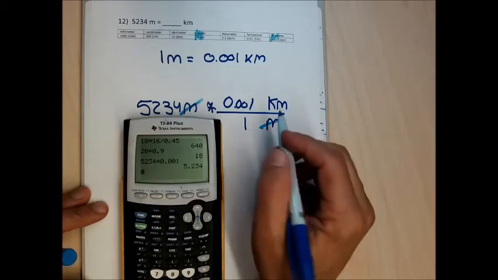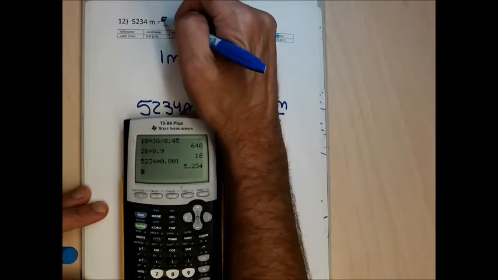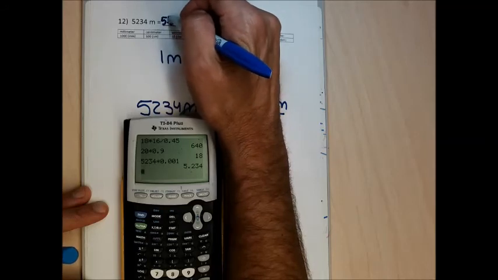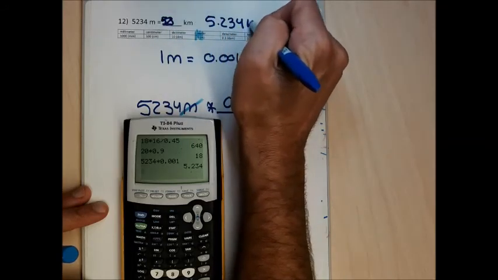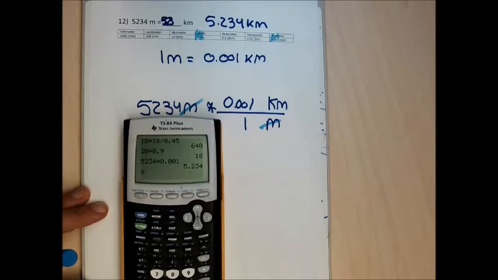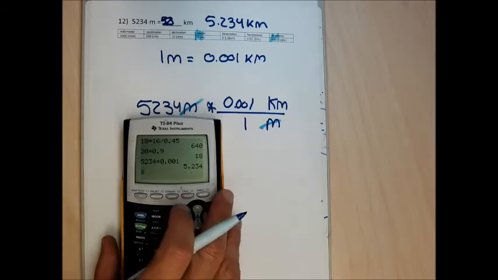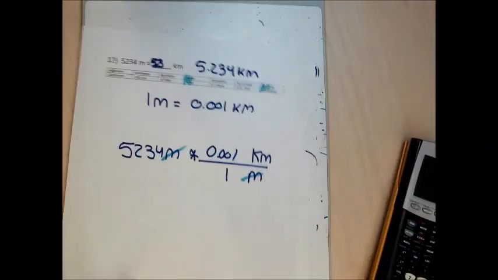And I get 5.234 for the numerical part of my answer. No need to round that to 2 decimals. You can if you want, but it just came out and it's not so hard to write. The instructions didn't ask me to round, so I just kept all those decimals. So my answer for 12 is going to be 5.234 kilometers.